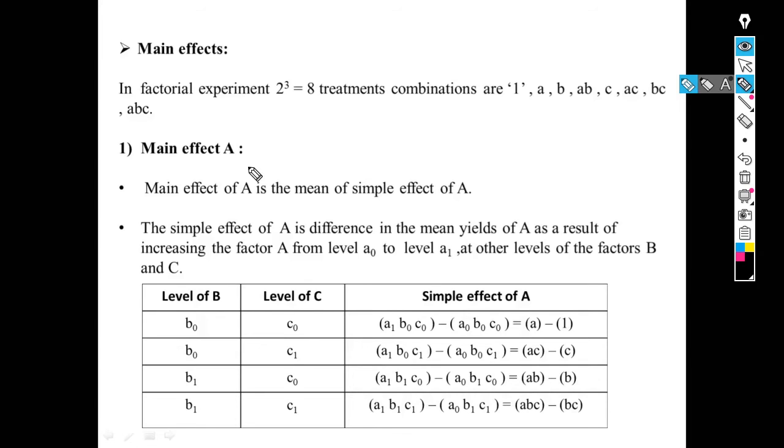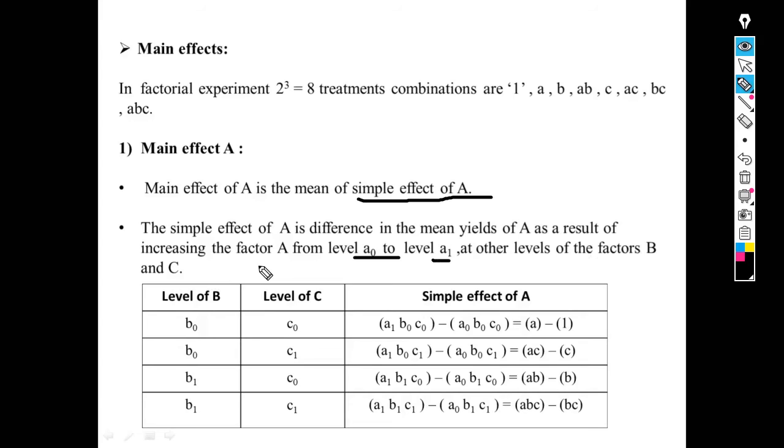Now first we will find the main effect for factor A. What is the main effect of factor A? It is the mean of the simple effect of factor A. So first we find the simple effect of A, and then we find the mean of that, so we get the main effect of factor A. What is the simple effect of A? It is the difference in the mean yields of A as a result of increasing factor A from the first level to the second level at other levels of factor B and factor C.